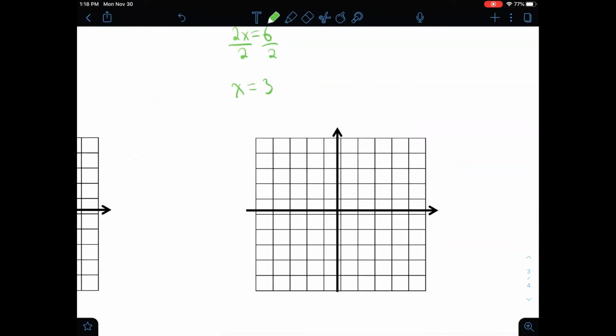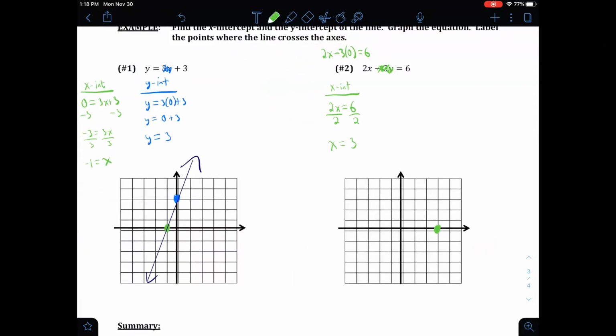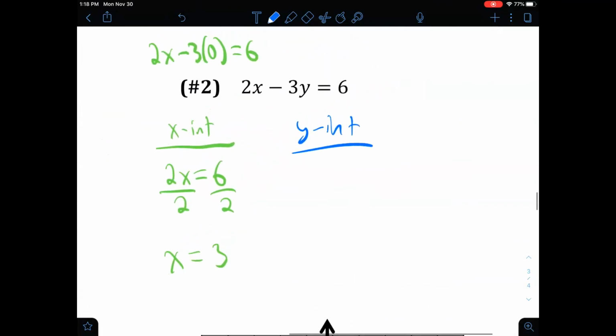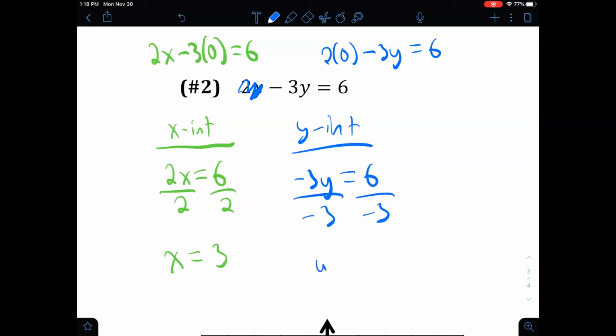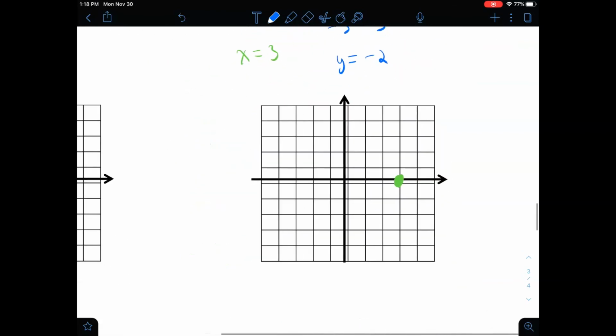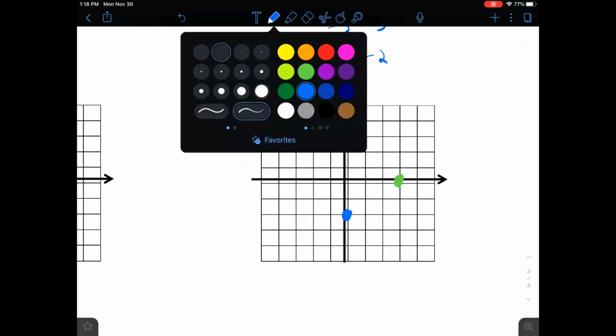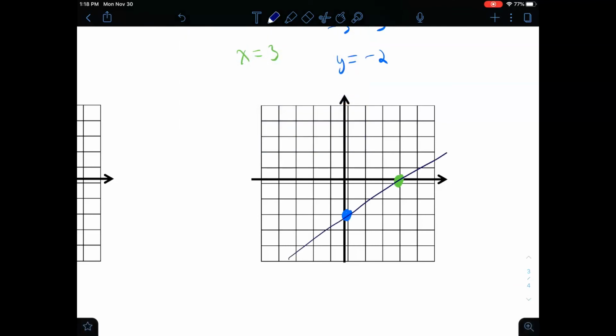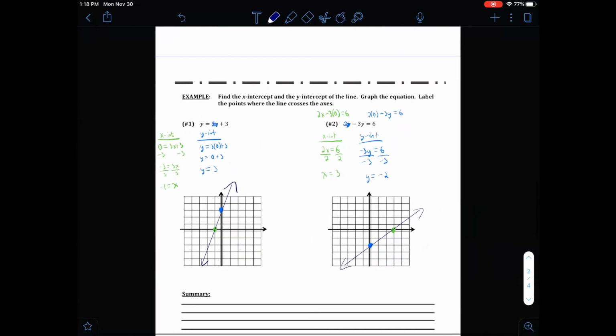So we go 3 right on the 1, 2, 3. All right, and then the y-intercept. So again, for the y-intercept, you could do 2 times 0. We plug in 0 for x. Or you can just cross it out and just get negative 3y equals 6. Divided by negative 3. Y equals negative 2. So we get y equals negative 2, down 2. And we're going to connect these dots. And there's our graph.